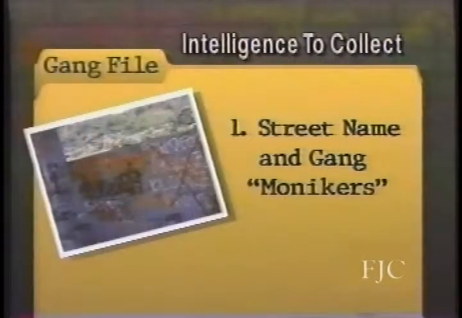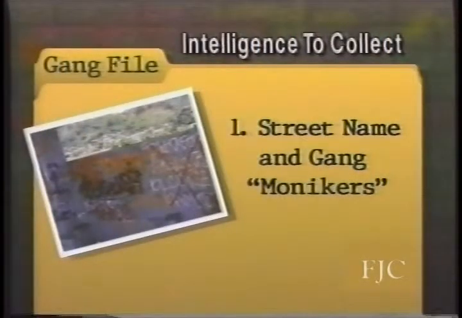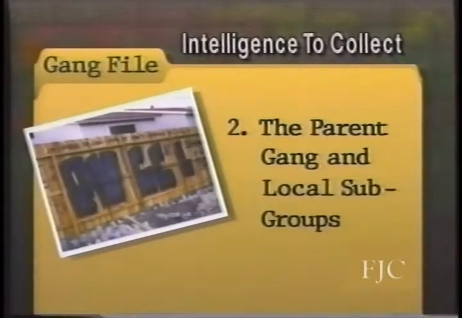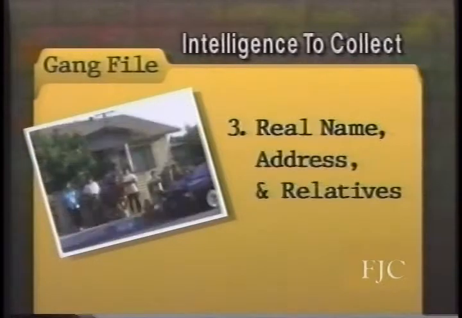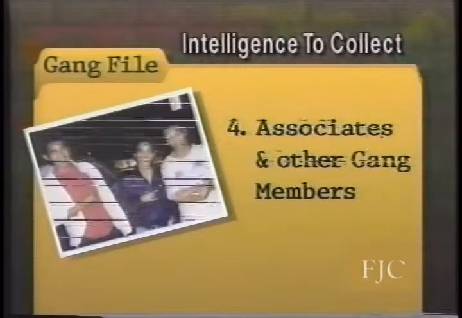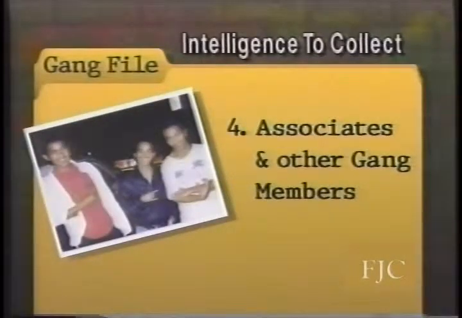This reinforces what our officers have just said and presents a few additional ideas as well. Street name and gang moniker, which may not always be the same. The umbrella gang and subgroup or set to which they belong. Real name and address, relatives in the area to whom they may turn when trying to hide from the police. Associates, the other gang members and individuals with whom they are frequently seen.